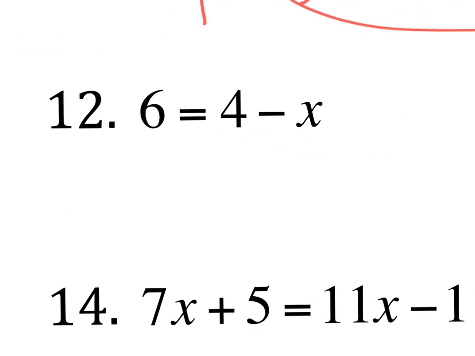12. Careful here. Goal is to get x by itself, so I need to get rid of the 4. This 4 is a positive 4. Careful, I don't want to add 4 to both sides. If I added 4 to both sides, that'd be 4 plus 4 equals 8. I don't want to do that. I want it to cancel out. So I'm going to subtract 4.